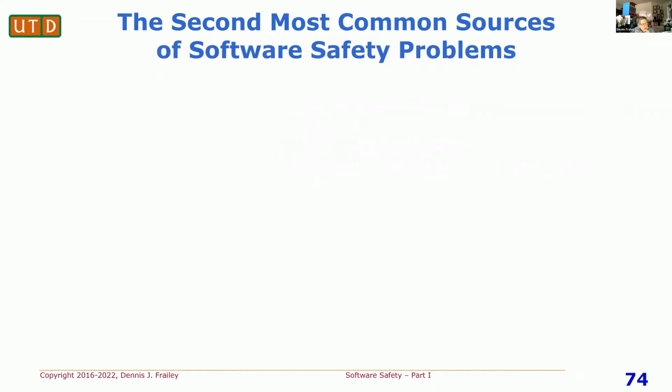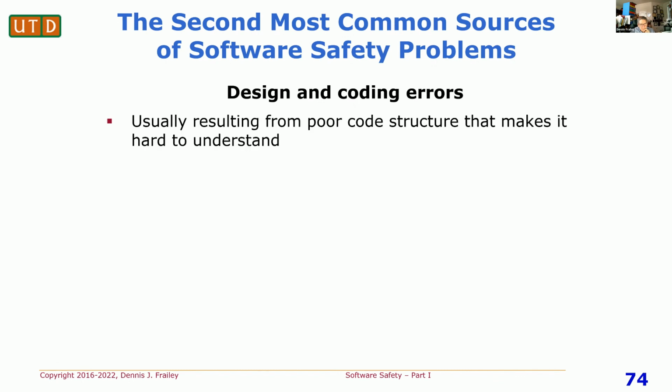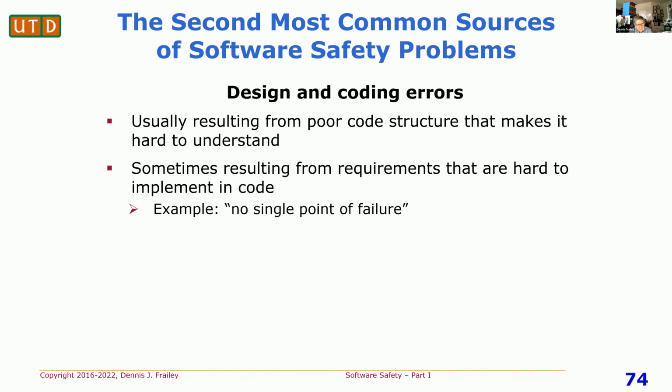Okay. Now, the second most common source of software safety problems is design and coding errors, usually resulting from poor code structure that makes it hard to understand. As a matter of fact, an awful lot of the problems occur when somebody other than the original developer is asked to modify the code and they don't understand it because it's not well documented or not well structured. Sometimes it's requirements that are hard to implement. For example, suppose the requirement says there should be no single point of failure. That turns out to be an impossible requirement to satisfy.